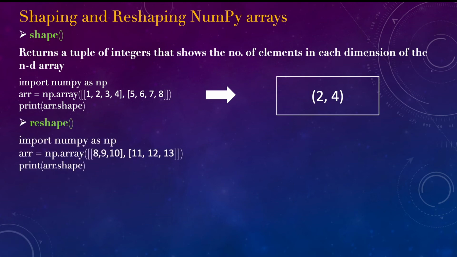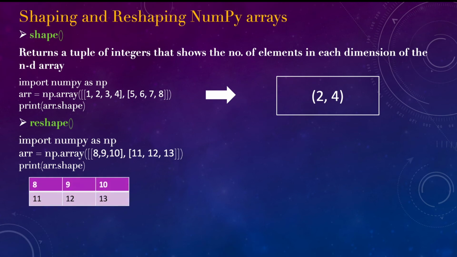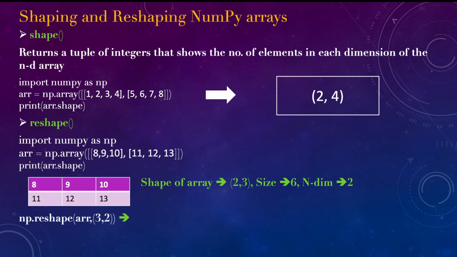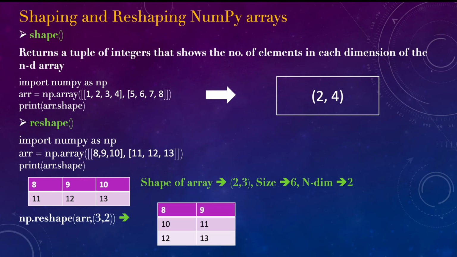Then we come to reshaping of the NumPy array. So reshaping means changing the shape of an array. The shape of an array is the number of elements in each dimension. So by reshaping, we can add or remove dimensions or change the number of elements in each dimension. So here in this example of the 2D array, the shape is given by 2, 3, as we have 2 rows and 3 elements in each row, that is 3 columns. Total size is 6, total 6 number of elements, and the dimension is 2. So when we call reshape and pass the array name and two values, that is 3, 2, that means we want to create an array with 3 rows and 2 columns.